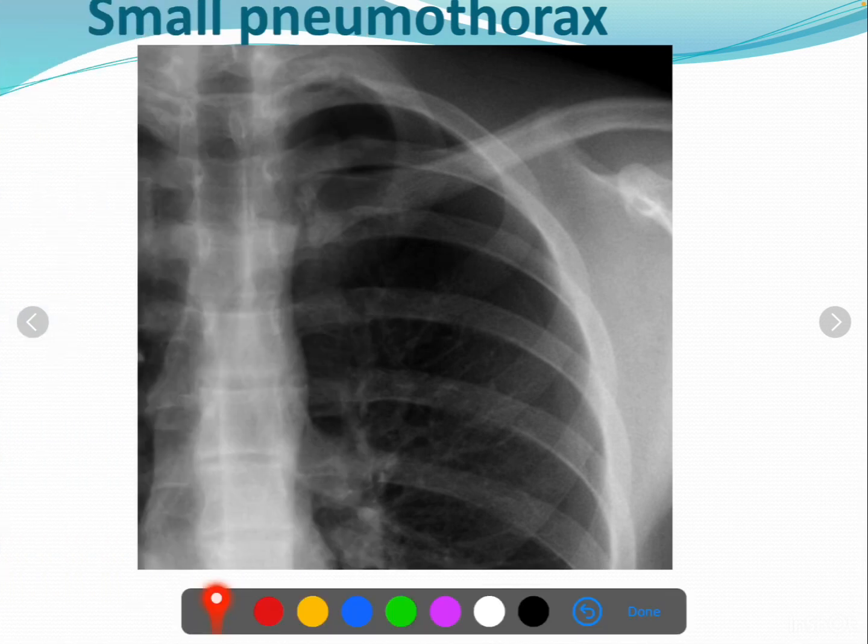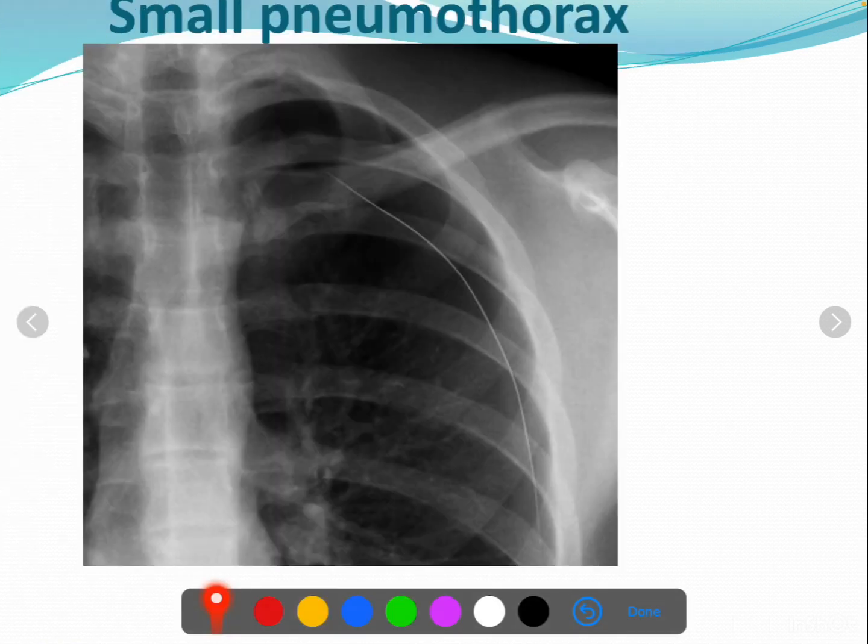what is a small pneumothorax? So in this picture we can easily see this is the visceral pleural line and this is the pneumothorax. This is a small pneumothorax because this width is less than 2 centimeters, and the visceral pleural line is present. In this picture we can easily see the visceral pleural line.